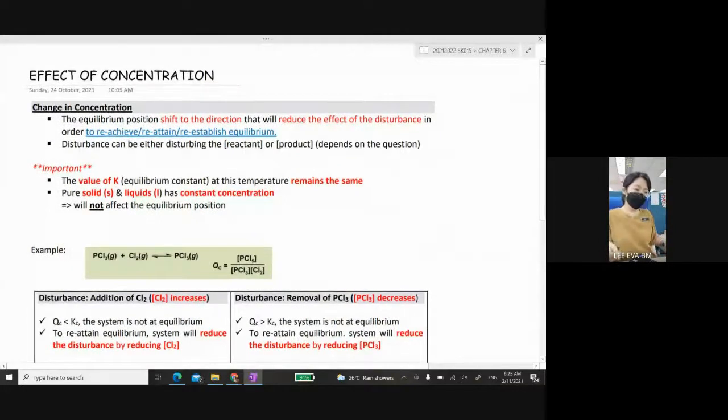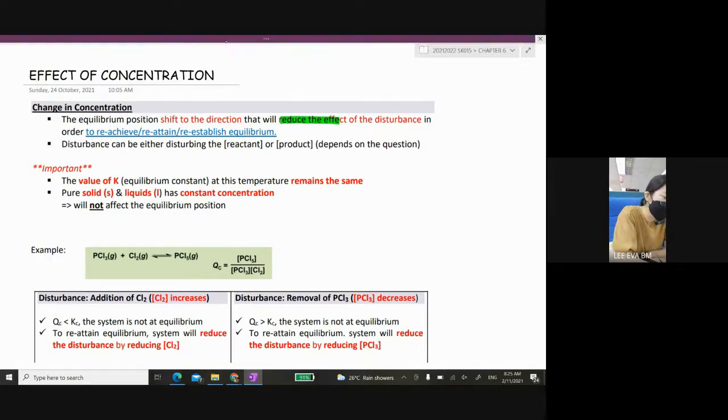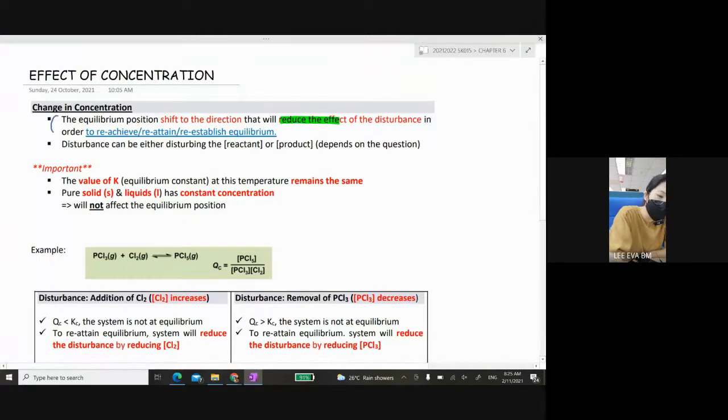Okay, so change in concentration. The equilibrium position will shift in the direction that will reduce the effect of the disturbance in order to re-achieve, re-attain, re-establish the equilibrium. So ini adalah awak punya definition Le Chatelier jugalah. Boleh guna untuk sebagai statement or definition for Le Chatelier principle. And these three words, you can choose either one. Re-achieve, re-attain, re-establish, regain, because you want to move back to equilibrium position.